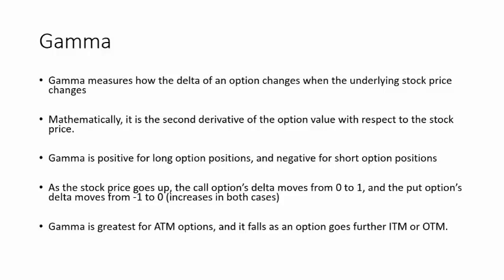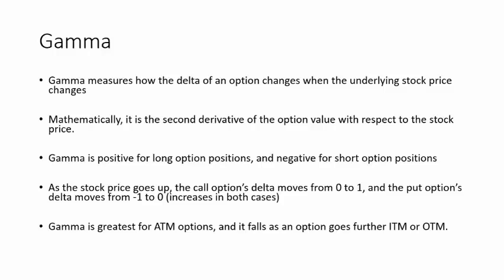A final point for gamma is that it tends to be highest or greatest for at the money options, and it falls as an option goes further in the money or out of the money. Once an option is very in the money or out of the money, the delta doesn't change as much. Imagine an in the money call option with a delta close to 1. If the delta is already close to 1, then it can't really go that much higher if the stock price keeps going up.